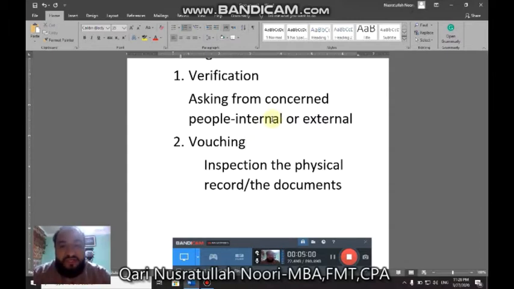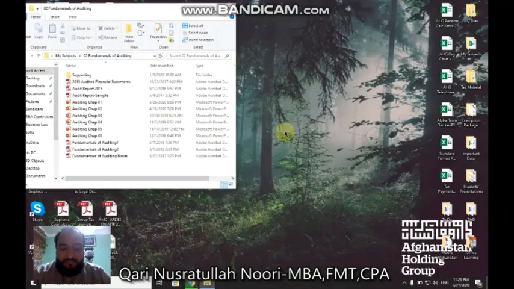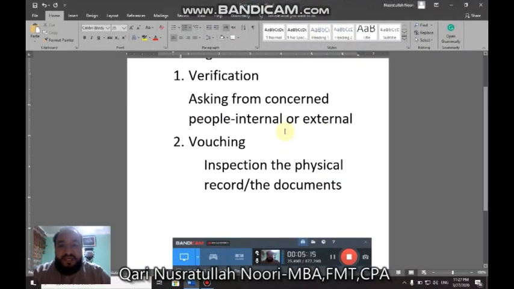Check means two things, verification and vouching. I explained verification and vouching, right? What is meant by financial accounting data or financial information? Accounting data and financial information, right?